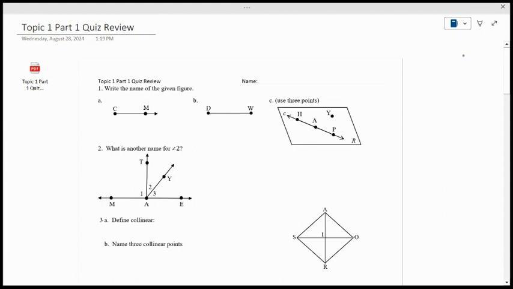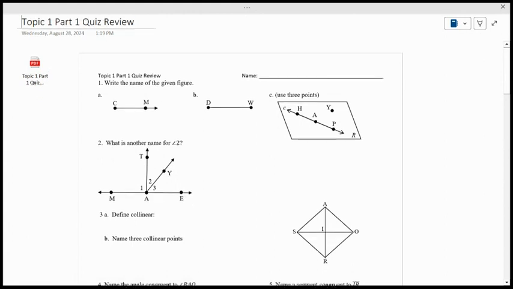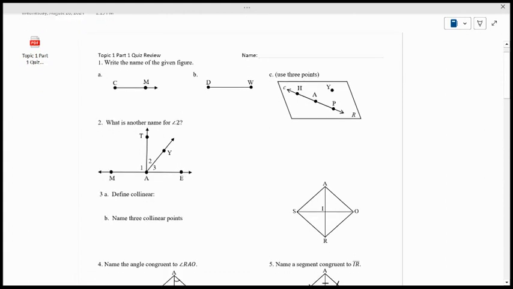Hello, in this video I will be going through the topic 1 part 1 quiz review for geometry. It begins with some general notation. So number 1, write the name of the given figure.